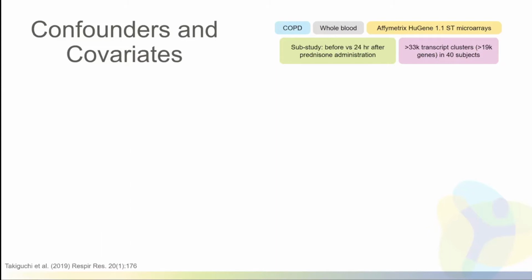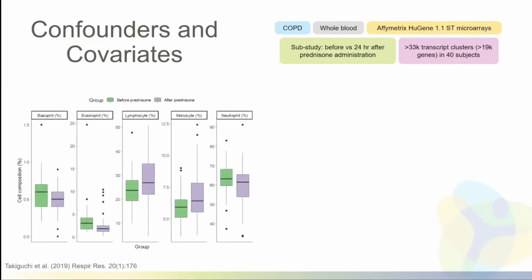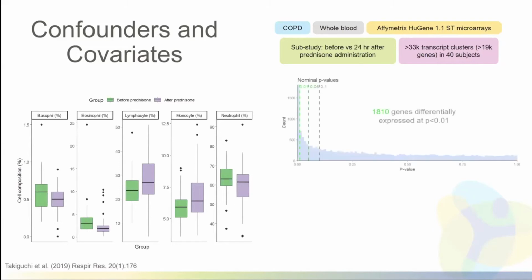So here we're going to discuss an example from some work we did with Chen looking at genes whose expression in whole blood was associated with the administration of prednisone. We knew that prednisone affects cell composition, as seen here both from our study and also in the literature. So naturally, this is going to impact overall gene expression as well.